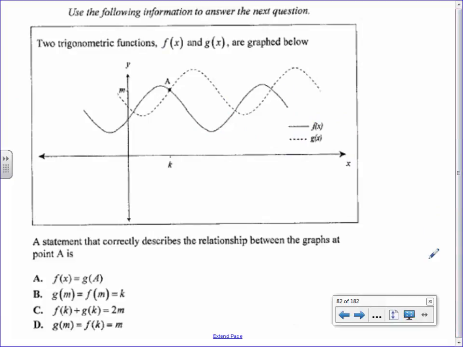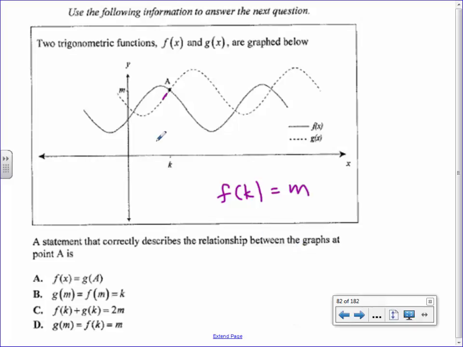Two trig functions are graphed below. We want to find the relationship between the graphs at point A. Okay. You can see how A is on both graphs. It's definitely on the solid graph. It's also on the dotted graph. That make sense so far? If you plug in a k value, it seems to give you back m. What you could do then is you could say that f of k equals m.